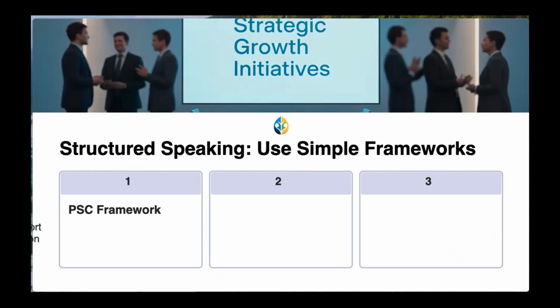The PSC framework. What's the point? How do we support it? And what is the call to action? Right? Perfect for clear updates.